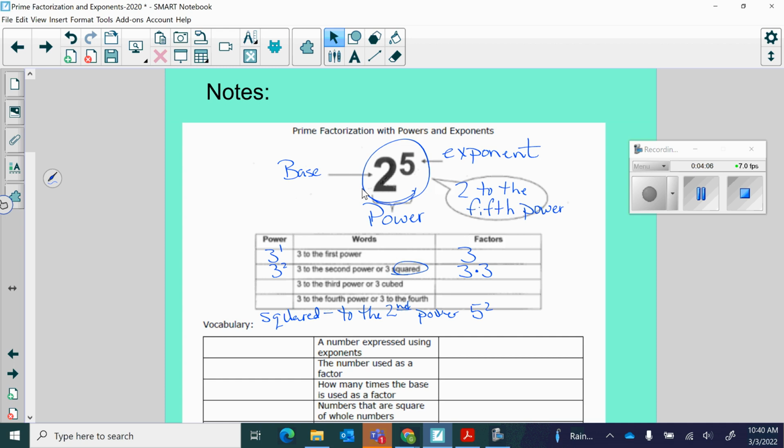Okay, another special term is cubed. So cubed, by definition, means to the 3rd power, or an exponent of 3. So for example, it would be 5 to the 3rd power. I put a 3 there. That is what cubed means. So if I see the term squared, that means to the 2nd power. If I see the term cubed, that means to the 3rd power. To write it, I would go 3 to the 3rd power. And my factors would be 3 times 3 times 3.